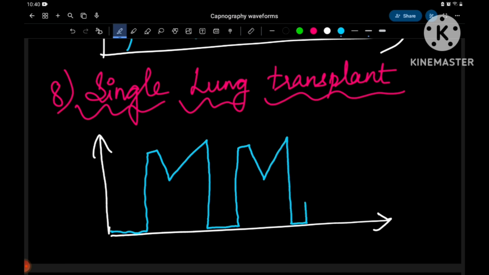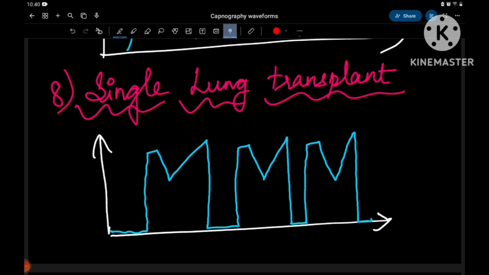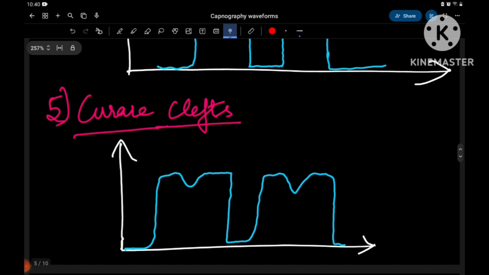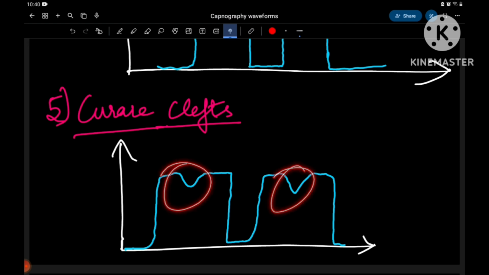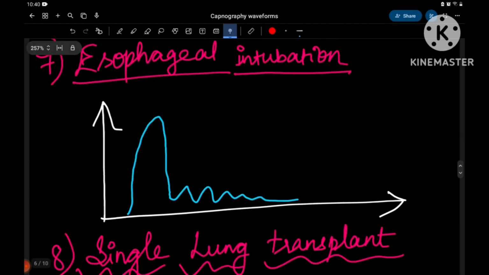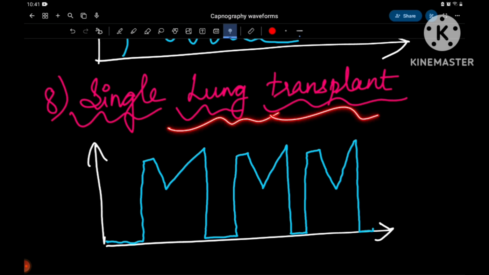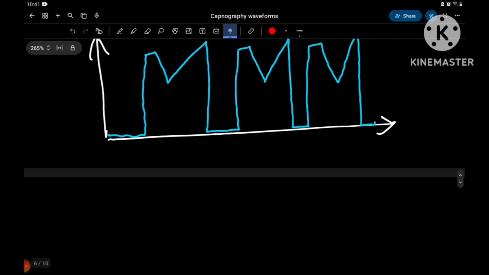Okay, what is there? There is an M-shaped curve. What does this M in a single waveform denote? It denotes spontaneous breathing effort by the patient. Where did we see this first? We saw it in curare clefts. There is a spontaneous breathing effort by the patient. So here the depth is shallow, right? But see here in single lung transplant, the depth is huge. Why is this so? It is because only a single lung has been transplanted. So the patient tries to take extra breathing effort, right? So that is the thing.